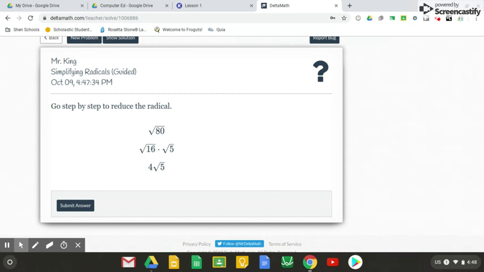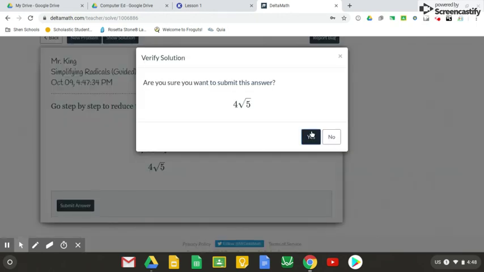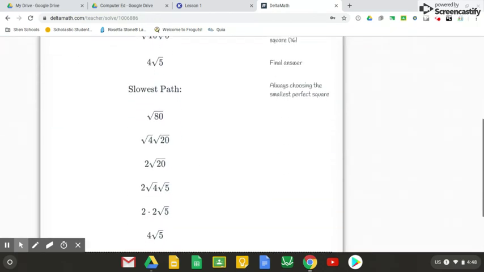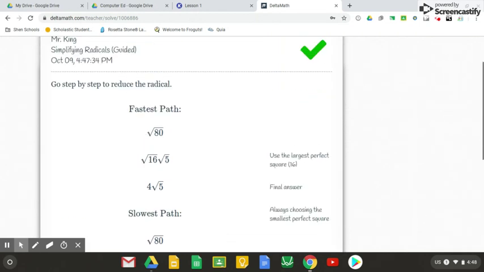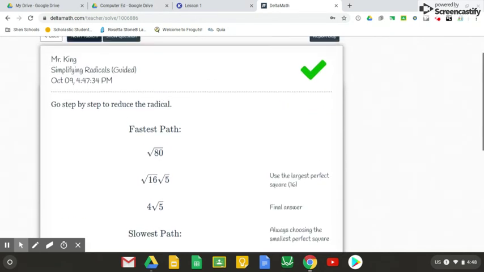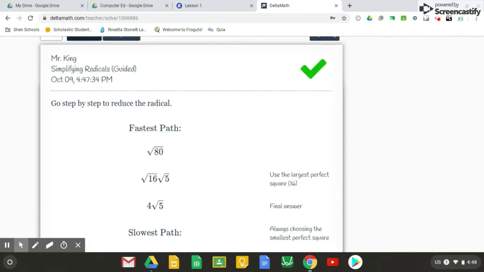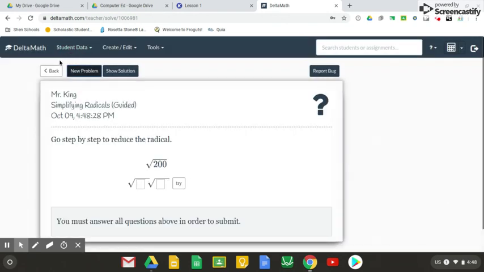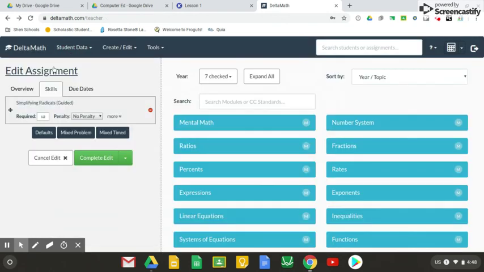So 2 possible things could happen after you choose your first set. It could simplify all the way, and then you just hit submit right away, and you're good. Or you might go a longer route, but you'll still get there. So if you check the show example, you're going to see a fastest path and a slowest path. You have 12 of these to practice. You've got to get 12 done.